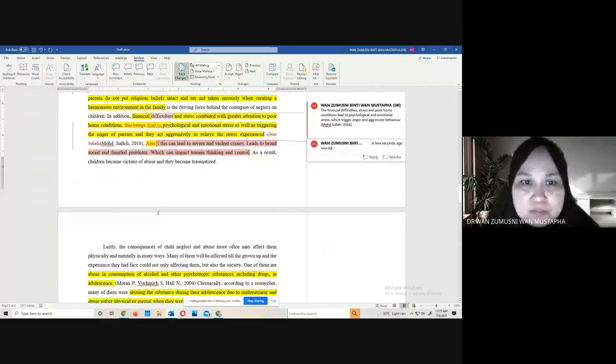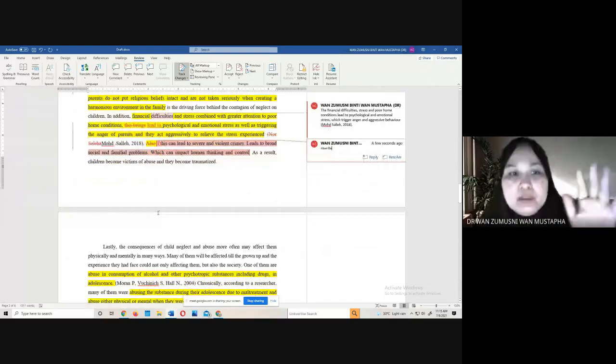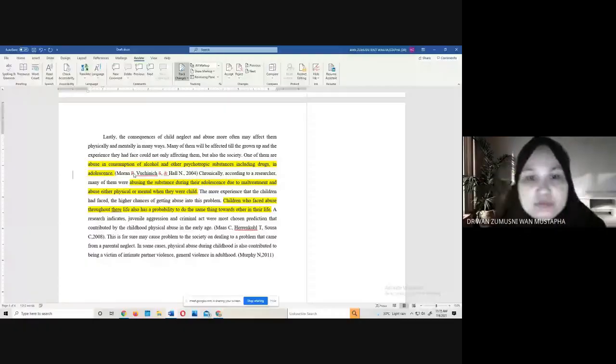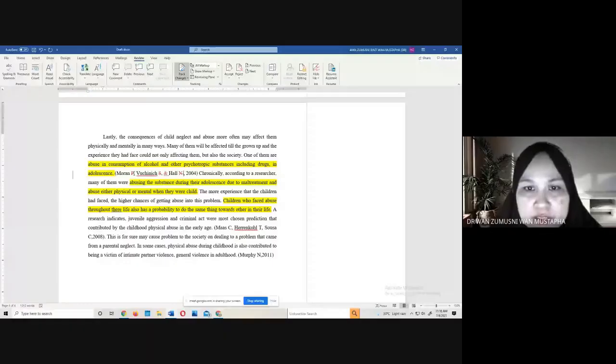Lastly, the consequences of child neglect. Okay, good. In many ways, many of them will be affected too. Good. Yang ni very good, tapi buang last name. Kalau dalam parenthesis, just use the last name, jangan masukkan first name. Morin, Vanish and Hall, 2004, ini dah agak zaman ini juga. Chronically adding tak payah ni buang je sebab kita tak nak panjang sangat kan, just keep it short and sweet.